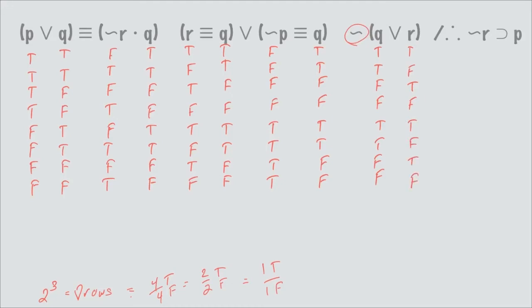And finally, the conclusion, not R. So again, I'm going to do under the negation. Save myself a little bit of time. And then P is just 4 trues and 4 falses.